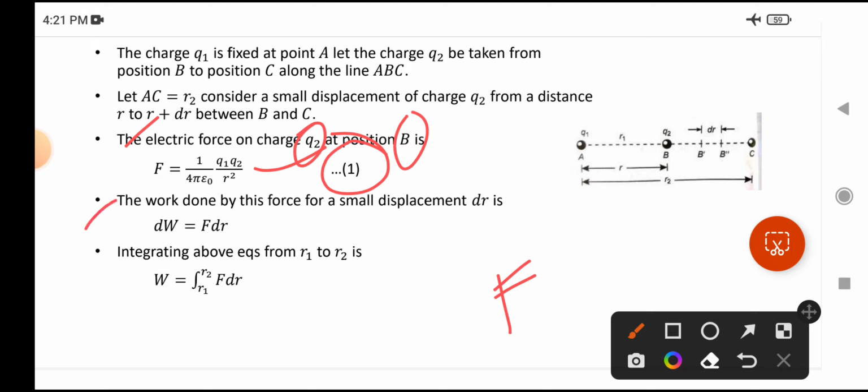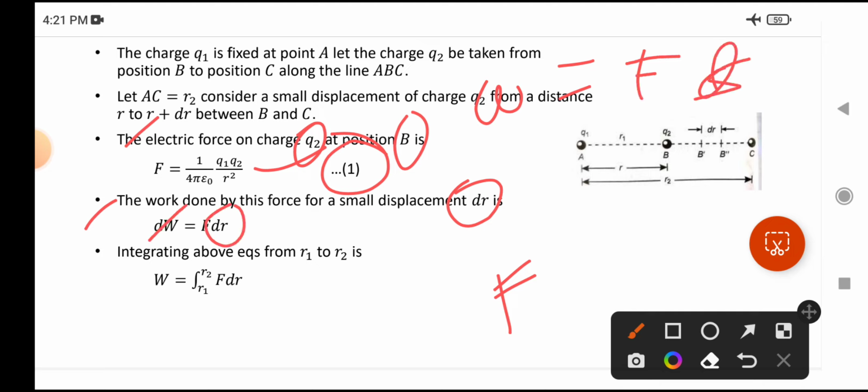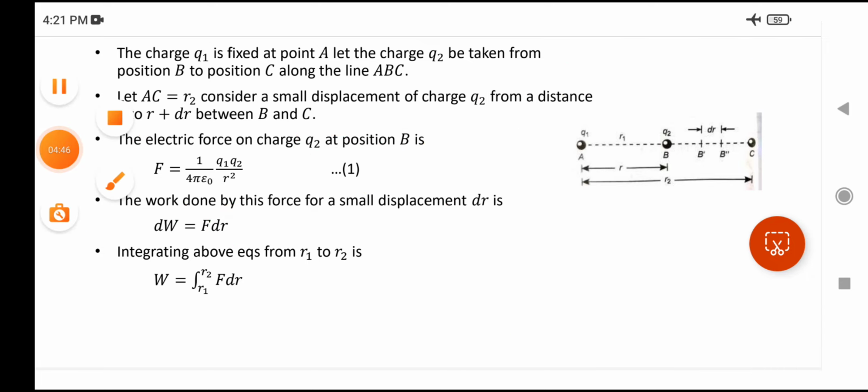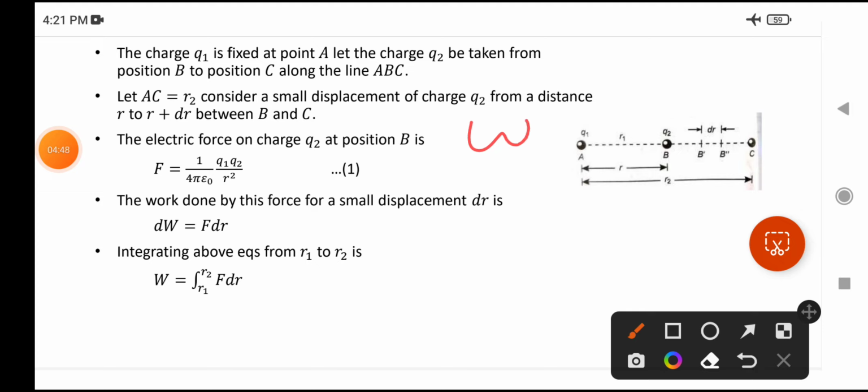Now, the work done by this force for a small displacement dr. We know the work formula: work is equal to force into displacement. For a small distance, the work is also small, so that is why dW is written. If W is work, then dW is also work but small work. Why? Because a small distance is changed. If more distance is moved, then the work is also more.